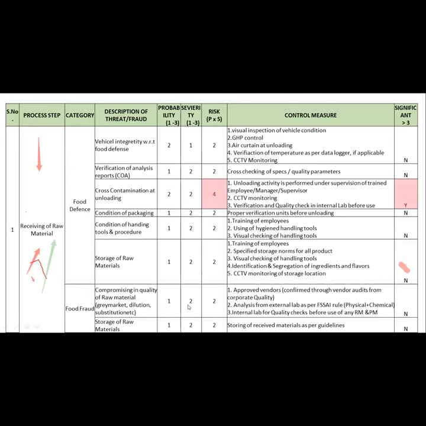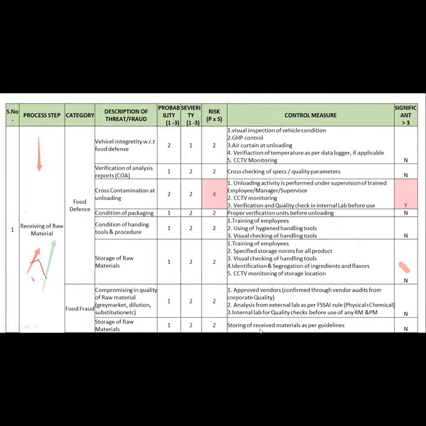And after these two checks, there must be an internal lab quality check before the use of RM and PM. In some cases, if the probability or severity score is high, it is a risk to the product or factory, so there should be a mitigation plan. But in this case, the company is maintaining these 3-4 control measures and the score is low. So it is good. Next is the storing of raw material.